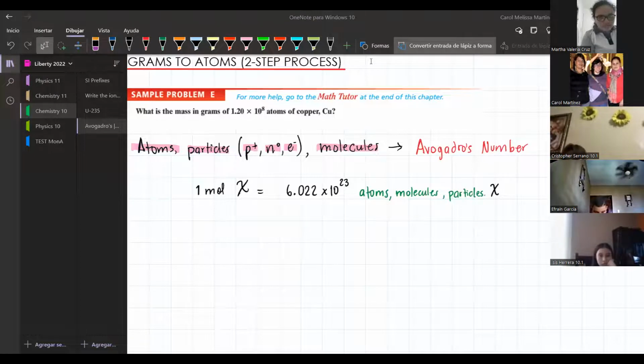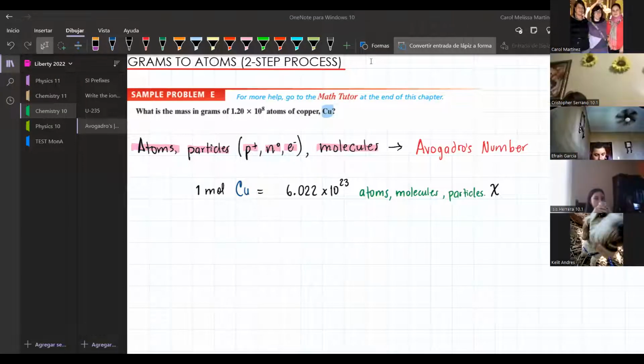So if I talk about, like in this example, the element copper, it's going to be 1 mole of copper is going to be equal to 6.022 times 10 to the 23rd power atoms or molecules or particles of the element copper.